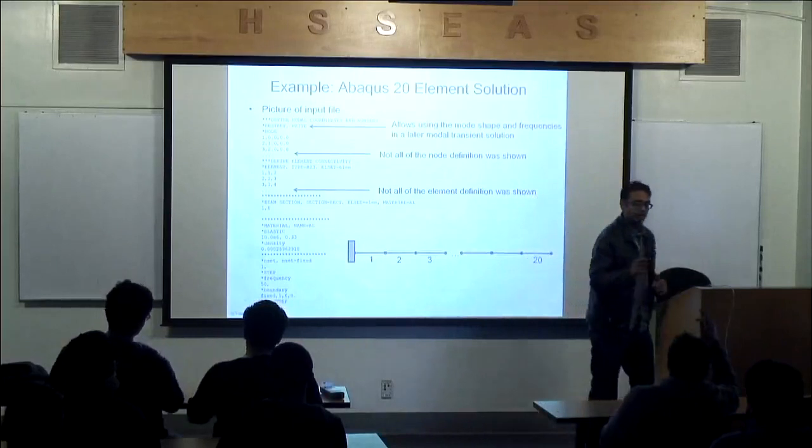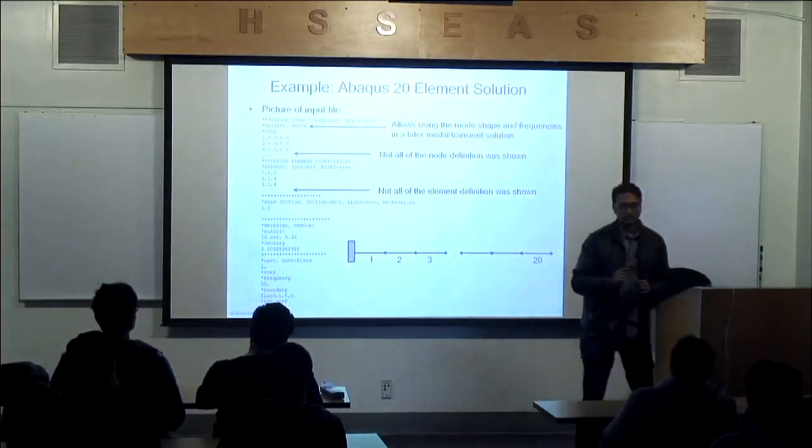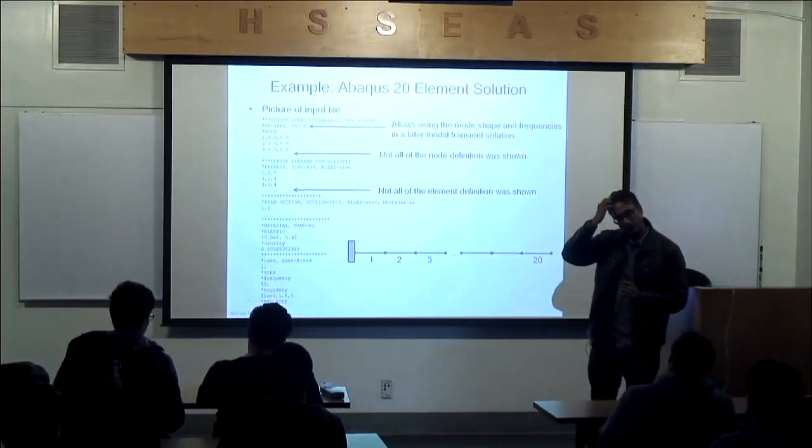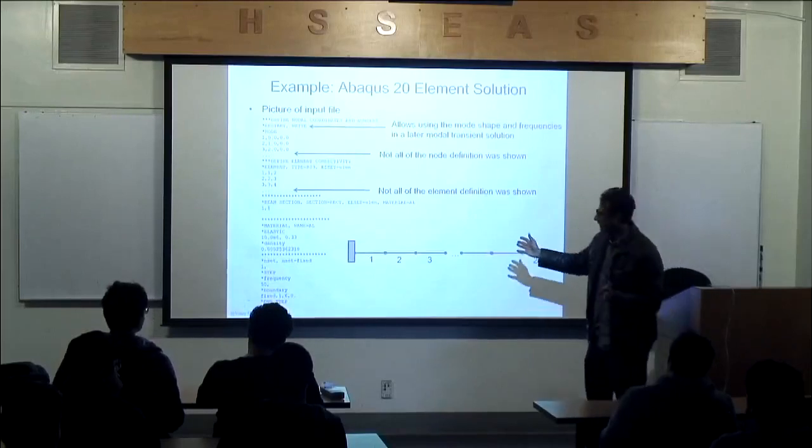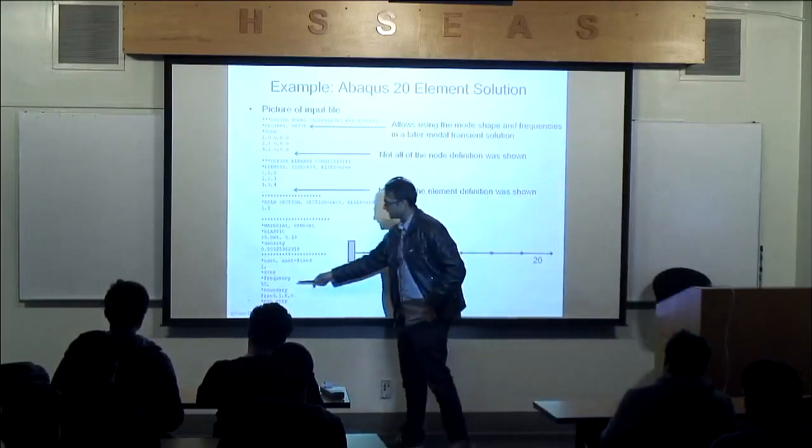So when I plot, go ahead. How are you able to ask for 50 modes if you only have 40 nodes? Yeah, that's what I said. You should have just asked for 40.